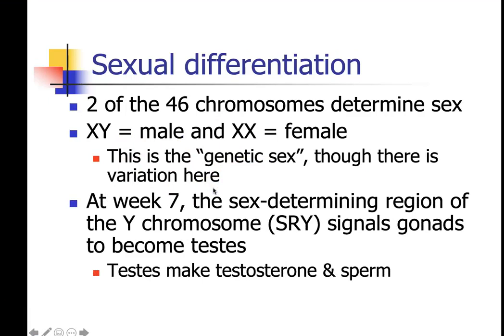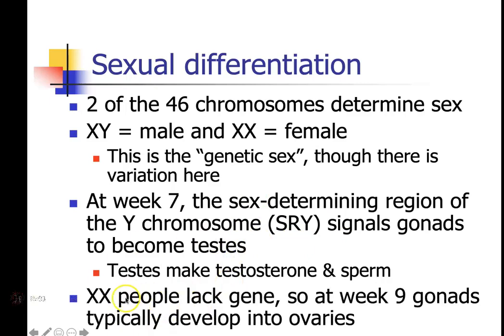So when this happens, in most cases at week 7, there's a sex-determining region of the Y chromosome, SRY, that signals gonads to become testes, and then the testes are going to make testosterone and sperm. If somebody is XX, they're going to lack this SRY gene, and so at week 9, the gonads are going to develop into ovaries.